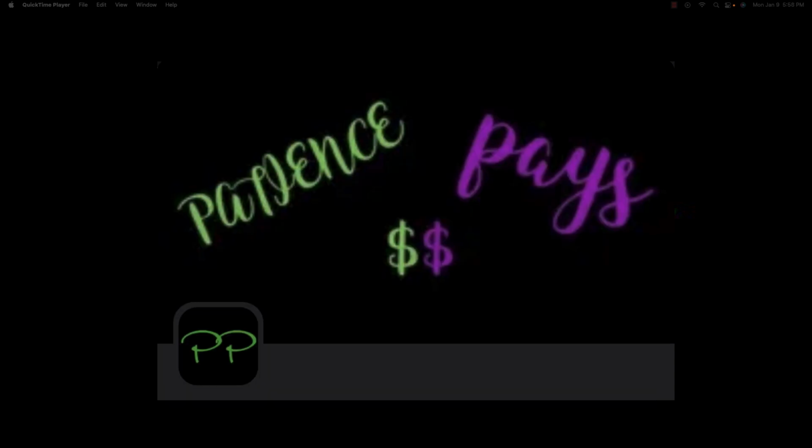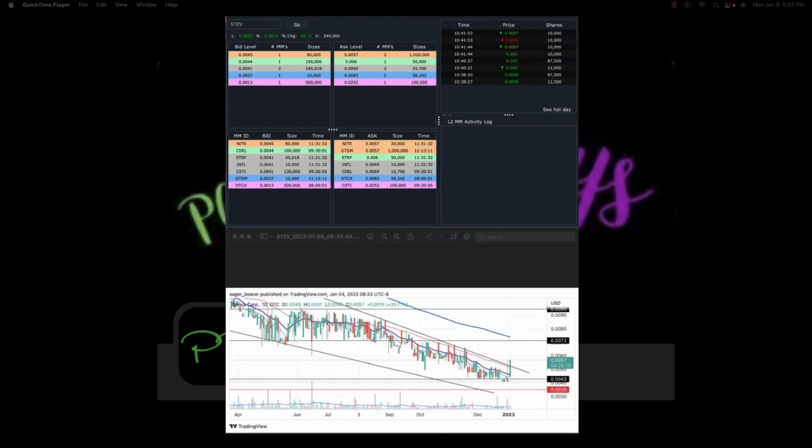All right, so one of the reasons that I love using level two is it can take some of the emotion out of the trade. I definitely was a technical trader specifically for a long time, but when you incorporate level two, you can get a little bit of a better insight of what's going on with the stock. So take an example, STEV, and if you look at the actual chart, looks like you're having a pretty good day. You have a huge green candle.